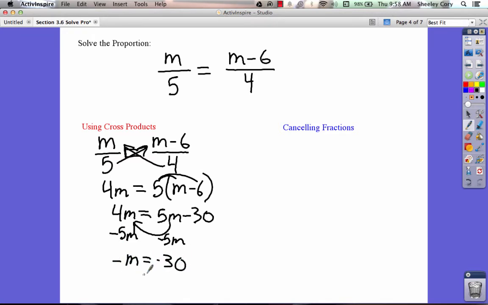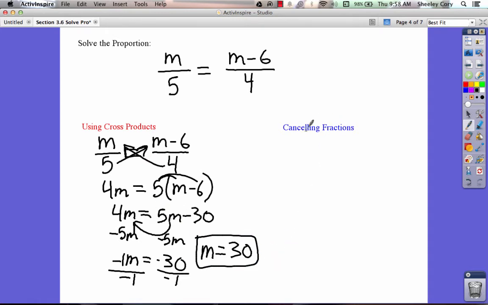Now to solve this, I have this negative being multiplied times the m. To get rid of it, I divide by a negative, or negative 1, because there's actually negative 1 here. Divide by negative 1, I divide this side by negative 1. Negative negative makes a positive, negative negative makes a positive on that side, so m equals 30. That's how you solve using the cross product method.